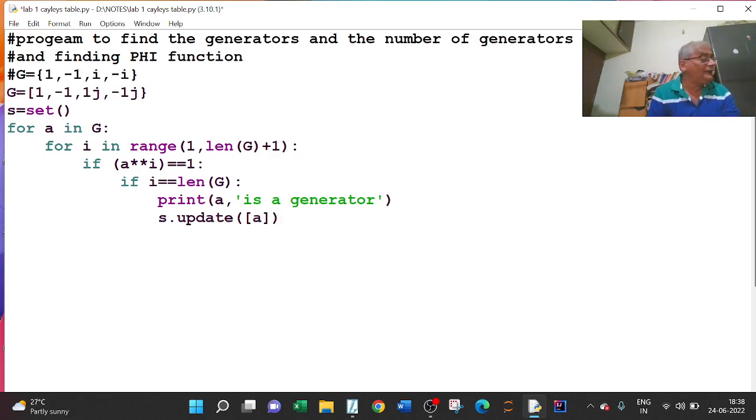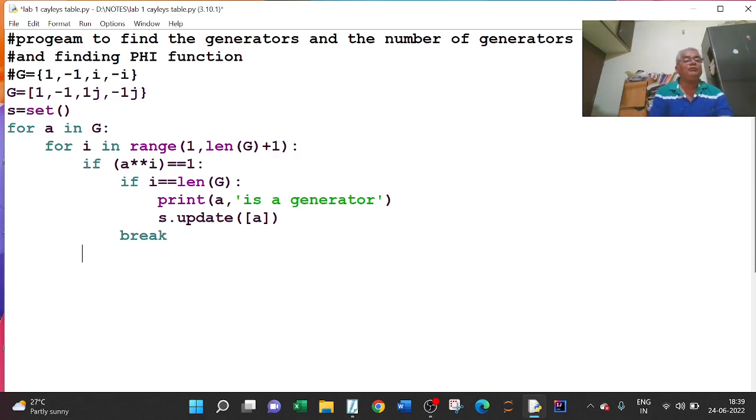Okay, and then print. If I is not equal to length of G, for example, if we take A equal to minus 1, what I am getting here is minus 1 to the power of 2, I becomes 2, E is equal to 1, but I is not equal to 4 here. Then I will skip this one, so we give a break statement here.